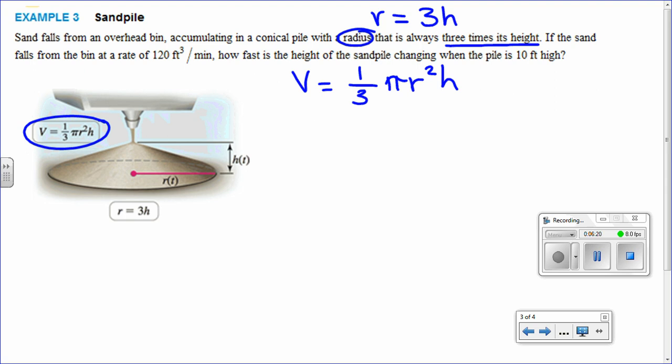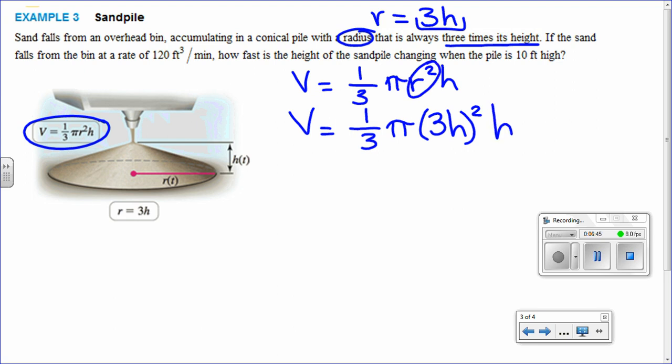So what we're going to do is replace the radius with this quantity right here, 3 times the height. So I'm going to do that. So 1/3 times pi, instead of radius, I'm going to have 3h, and then square, remember, we're replacing that for the radius, and then times h.